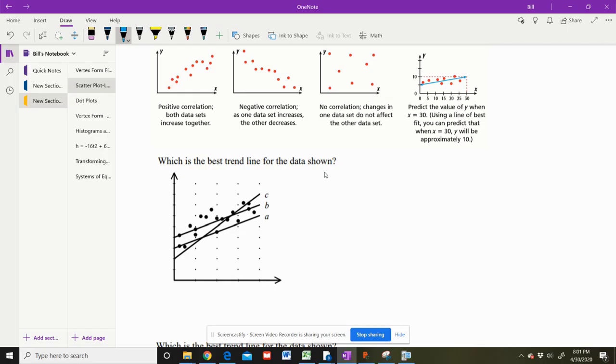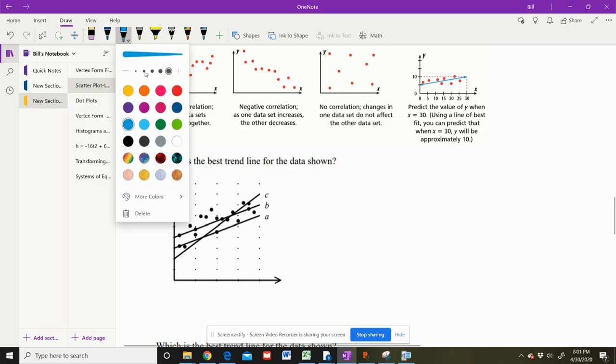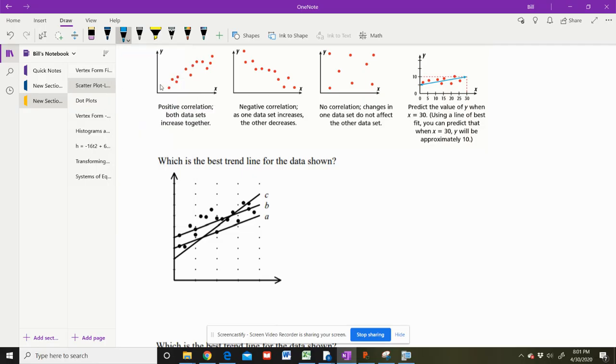I'm going to have you answer that on Edpuzzle. Remember, with a trend line, we want it to run through the middle of the data, right? If I was to draw a trend line through this data, I don't want to draw it all the way down here. I'm not going to draw it all the way up here. I want to draw it right through the middle of the data, right?